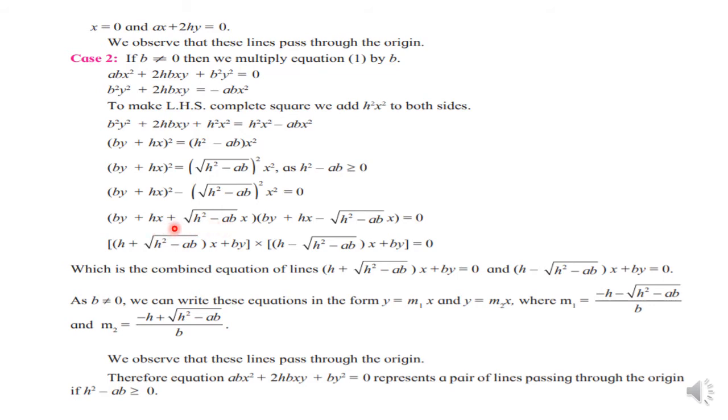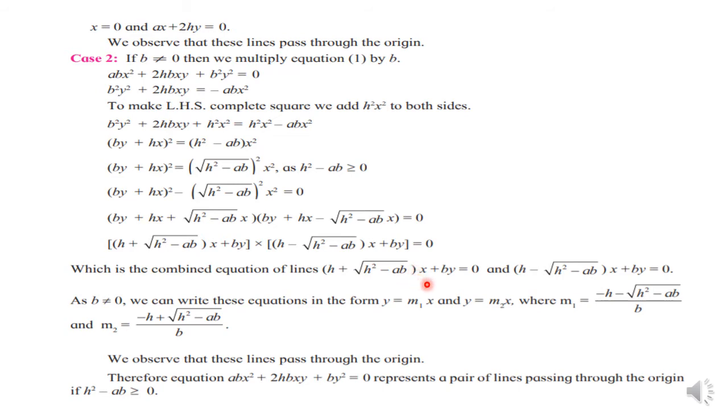Thus, by taking the x terms, see two terms have x over here in the first bracket as well as in the second bracket. So take x common in the first bracket for these two terms, hx and root of h square minus abx, and similarly in the second bracket also the same thing is done. So this becomes the combined equation of a pair of lines.